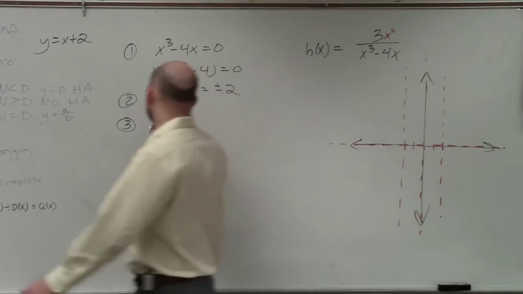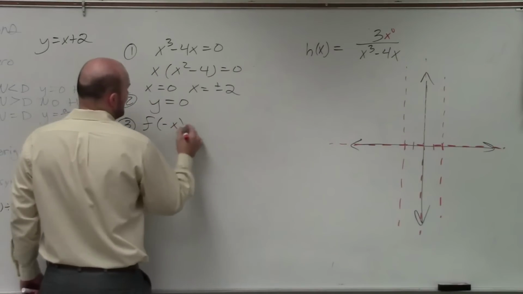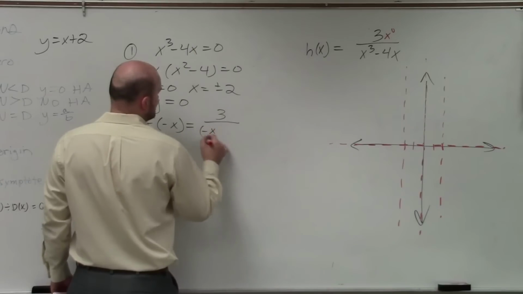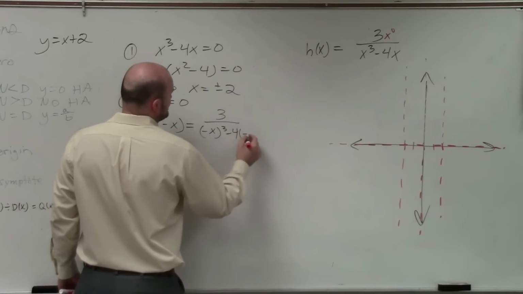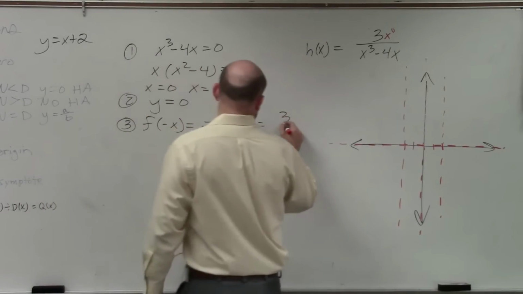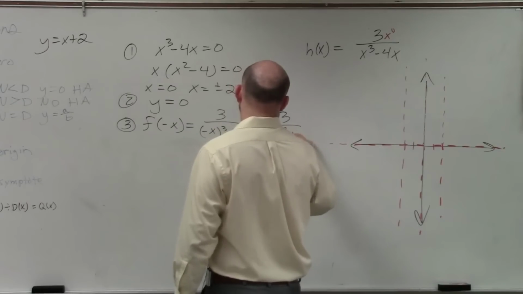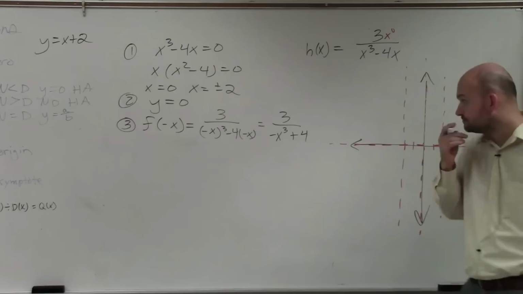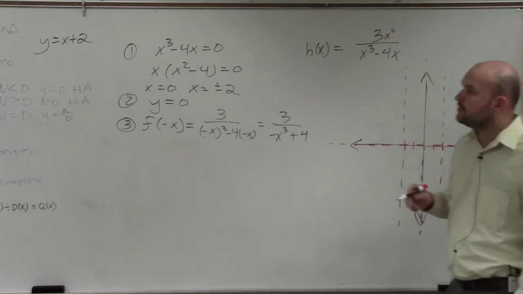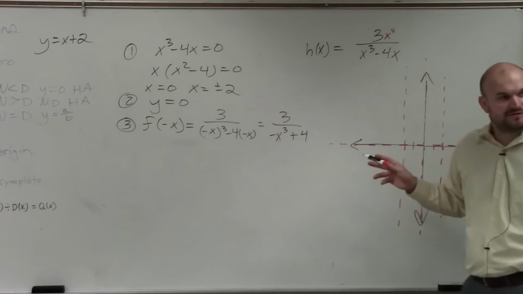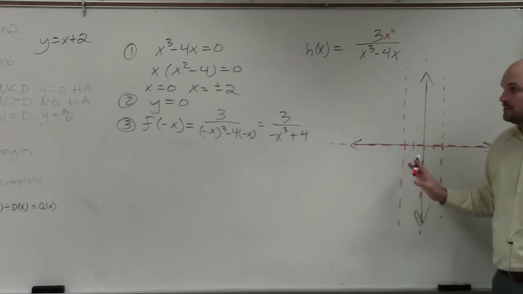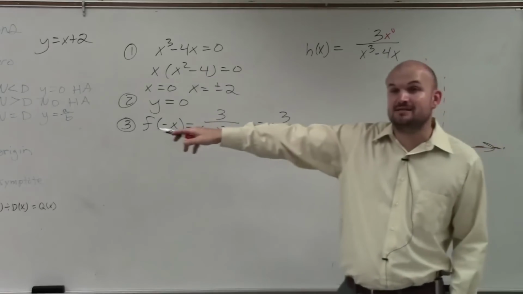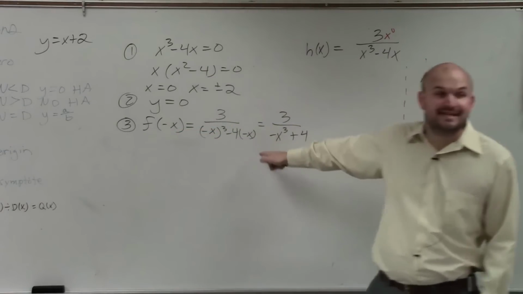To check for symmetry, all we're simply going to do is evaluate for f of negative x. So therefore, that's 3 over negative x cubed minus 4 times negative x. As you guys can see, do I have symmetry here? Is this the exact same? No. So therefore, it's not symmetrical about the y-axis, meaning this is not even.